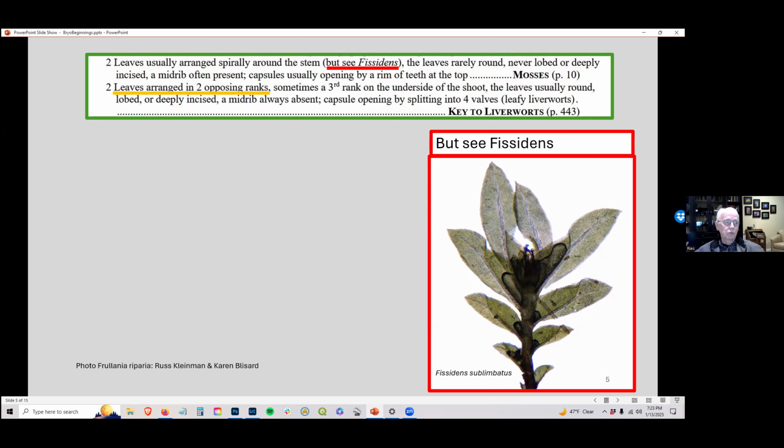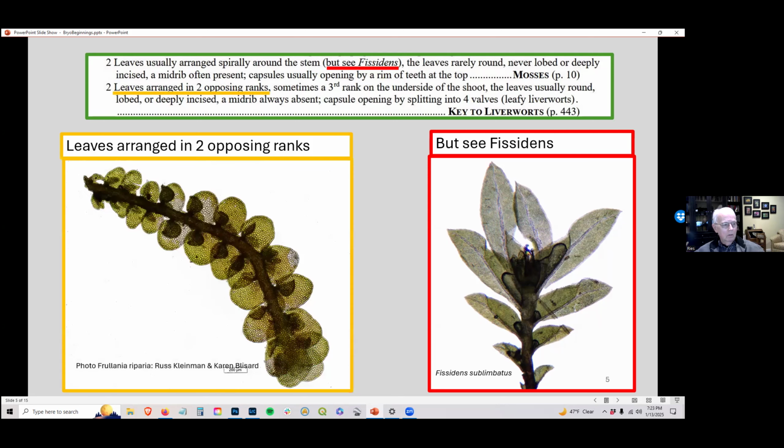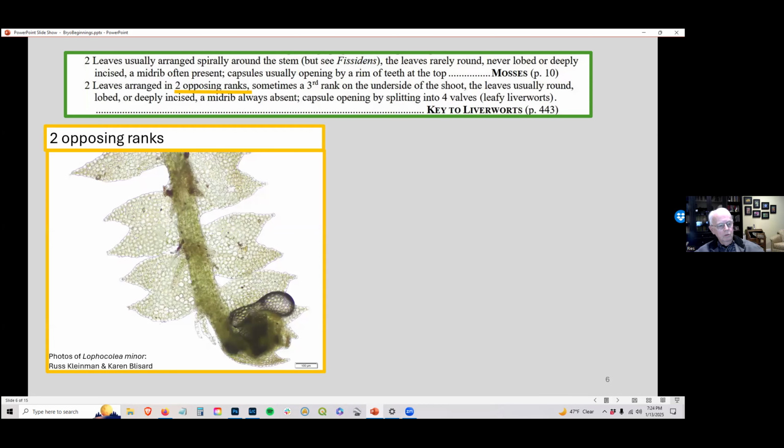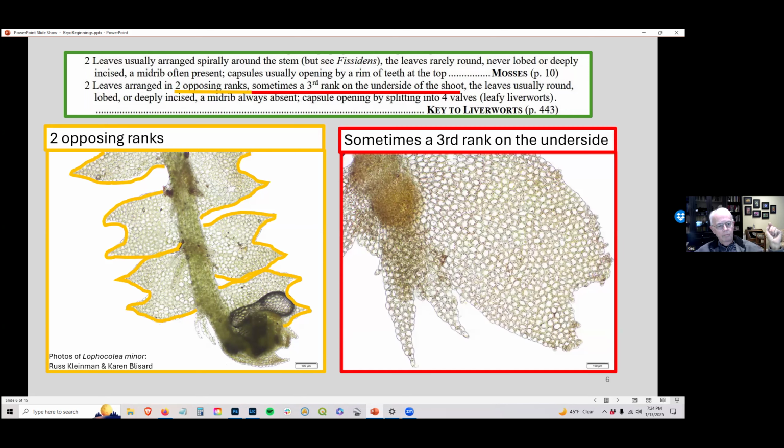In the second number two, we're talking about leaves arranged in two opposing ranks. What does that mean? There's a really good example out of the Flora: leaves in two opposing ranks. There's one rank of leaves right there, and a second rank of leaves. And then sometimes there's a third rank on the underside of the shoot. That's the way the shoot would look under your microscope.